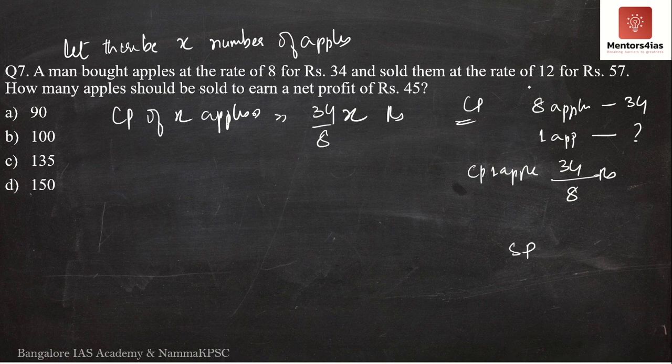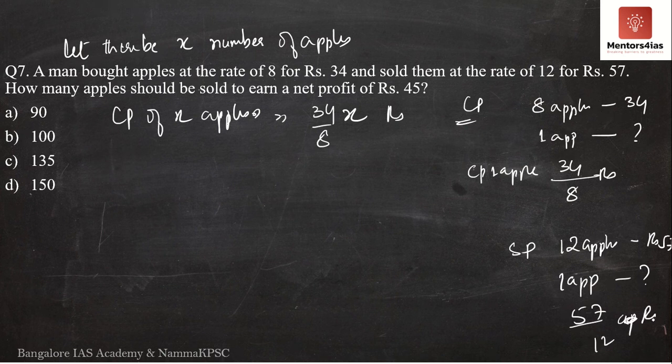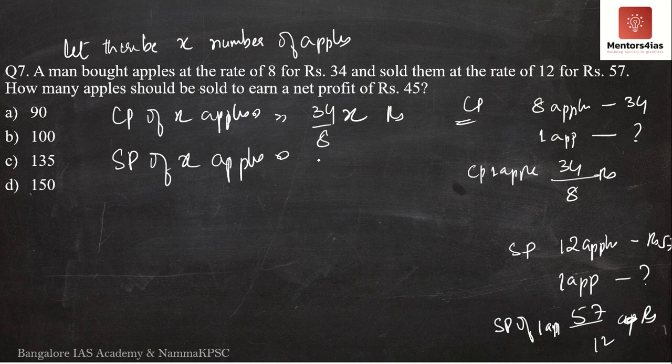Similarly, for the selling price, 12 apples cost rupees 57. Then the selling price of one apple is 57 by 12, that is 57 divided by 12 rupees. Then what is the selling price of X number of apples? It will be 57 divided by 12 times X rupees.